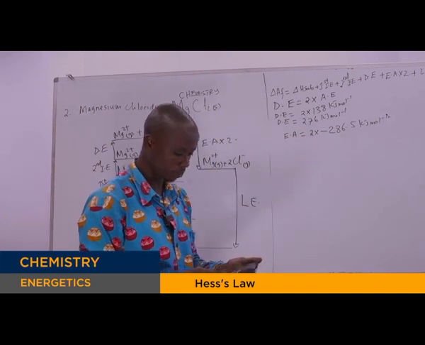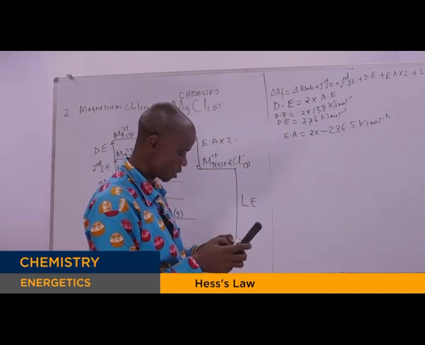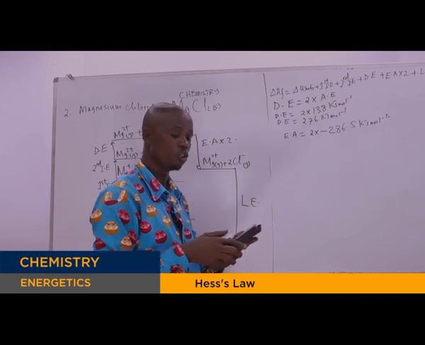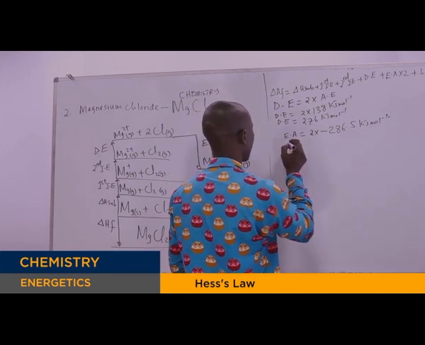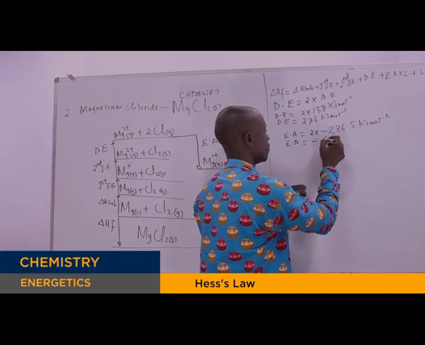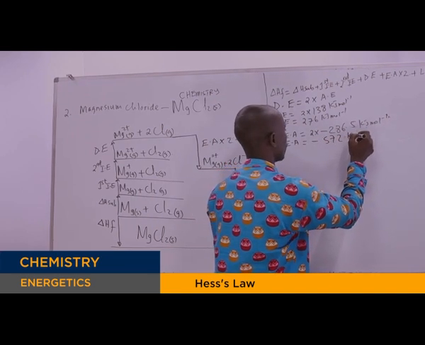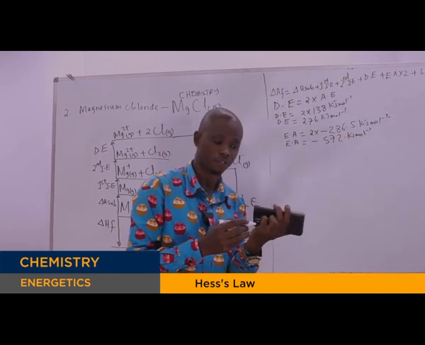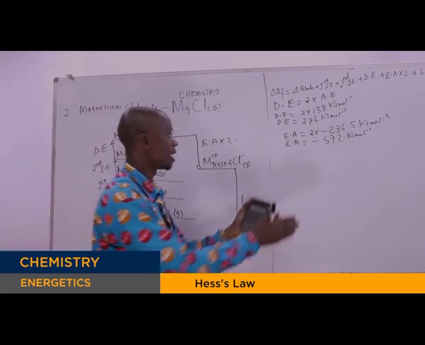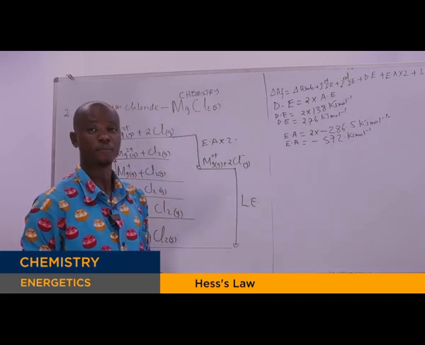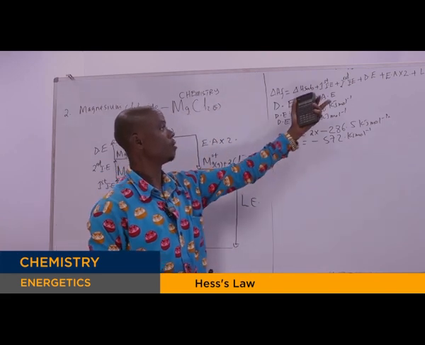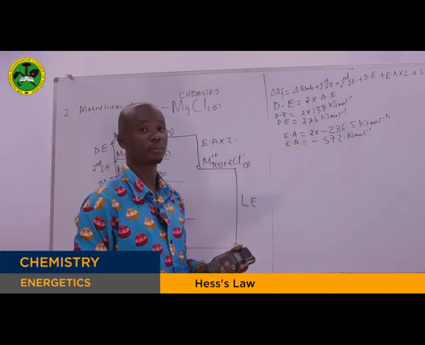When you use your calculator to find that one, 2 times negative 286, you are going to get electron affinity equals negative 572 kilojoules per mole. So that is a simple way to analyze the data given. From there now, because we are looking for lattice energy, you can make it the subject. How do you make it the subject?